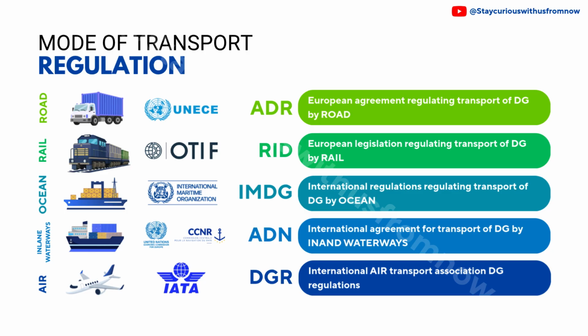And finally, for air transport, the IATA Dangerous Goods Regulations, or DGR, set the global standard. Managed by the International Air Transport Association, these rules are extremely strict because air transport involves higher risks. The DGR specifies packaging, labeling, and documentation requirements for all dangerous goods shipped by air. Together, these 5 frameworks, ADR, RID, IMDG, ADN, and IATA DGR, form a unified global system that keeps dangerous goods moving safely across every mode of transport.